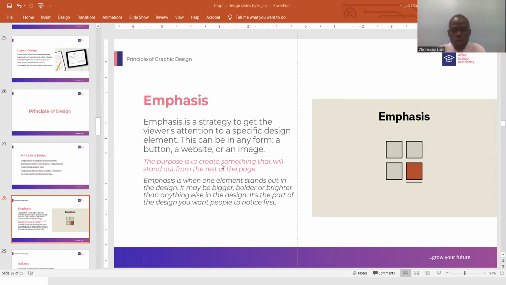So now, emphasis is about learning what elements stand out in the design. It may be bigger, bolder, or brighter than anything else in the design. It is the part of the design you want people to notice first. Do you get it now?